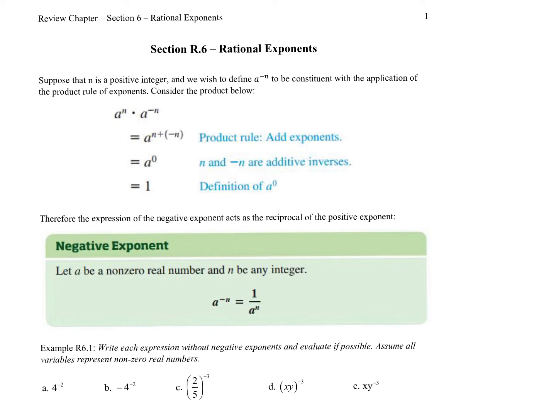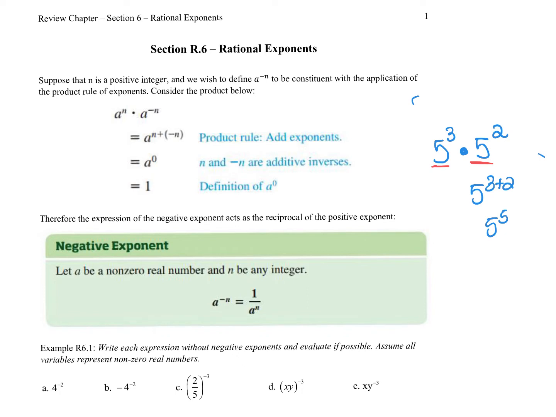So for example, if I have 5 to the third power times 5 to the second power, their bases are the same, so I can add their exponents, which makes 5 to the fifth. And if you don't believe that, you can draw it out.